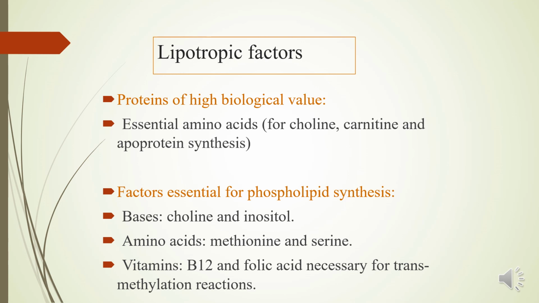These agents are in the form of choline and inositol. Some of these agents are provided by essential amino acids, and they are important for synthesis of choline, carnitine, and apoprotein synthesis. Also, essential amino acids as methionine and serine, and vitamin B12 and folic acid, which are important for the transmethylation reactions.